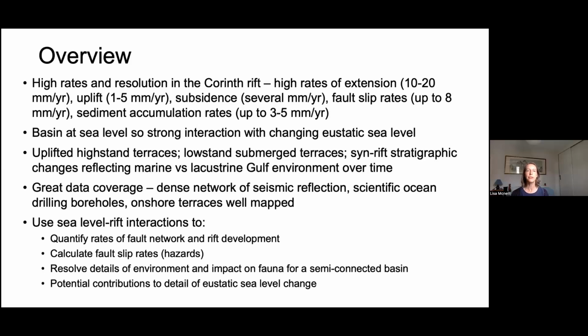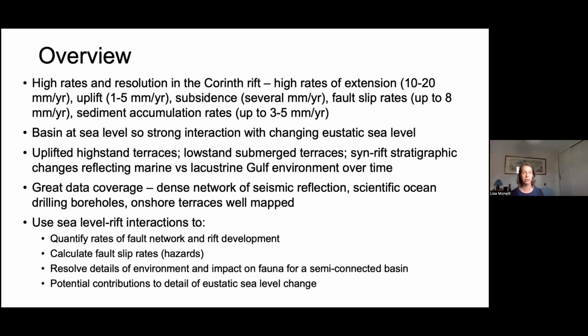The basin, as you can see, is at sea level today. So we have this really strong interaction with changing eustatic sea level. That means we've got a wealth of uplifted high stand terraces, and low stand submerged terraces as well. And then we're also able to see stratigraphic changes that are reflecting the changing environmental conditions in the Gulf over time as sea level changes. So it fluctuates between marine and a more lacustrine kind of environment.